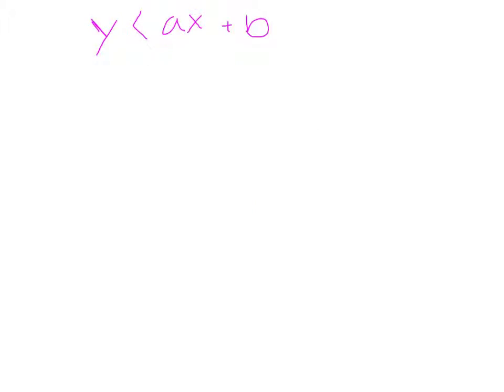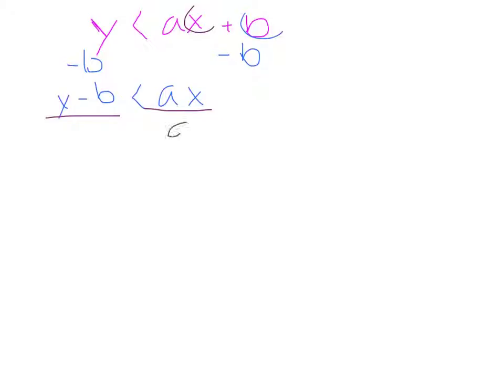And in this problem, we're solving for x right here. So we have to get x alone on one side. And using opposite operations to get rid of the b, we do minus b and do that to both sides. So we get y minus b is less than ax. And then, because ax is the same thing as a times x, we divide by a on both sides. So we get y minus b over a is less than x.